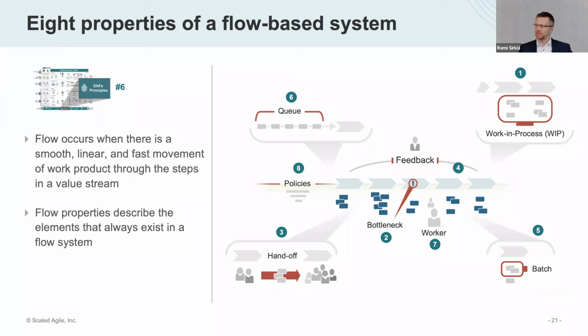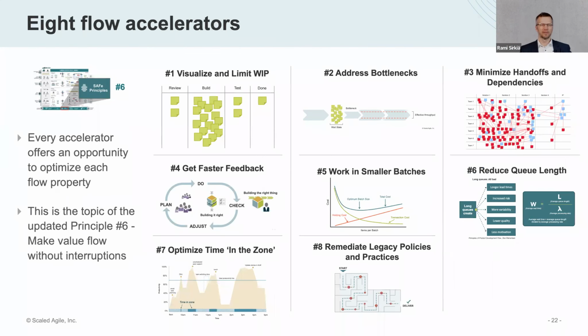Number 3, handoffs and the delays related to that. Feedback is number 4, then batch size, queues, and a couple of extras on the worker and the policies. And obviously we need to respect those as well. And this will give us a nice tool set to accelerate. So we want to accelerate the flow of value, obviously. And now with these 8 properties, we can also turn these into 8 different tools or concepts that help you to identify what you would need to do.